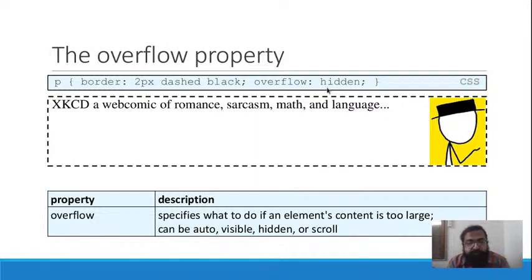It specifies what to do if an element's content is too large. It can be auto, visible, hidden, or scroll. So this is how we can solve this particular problem with the overflow property. Over here we have used the value hidden.